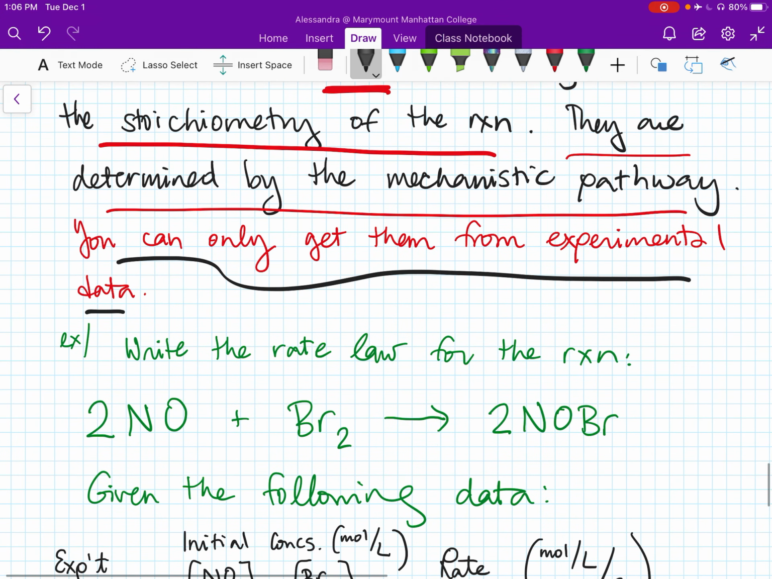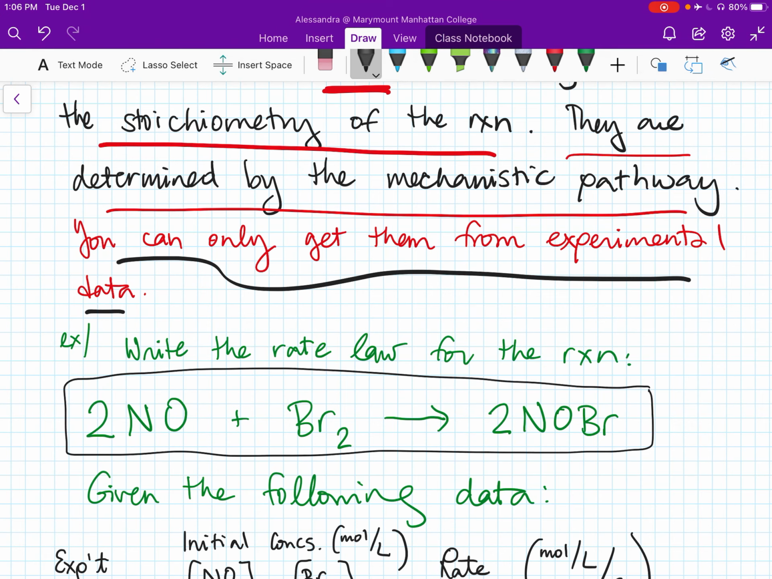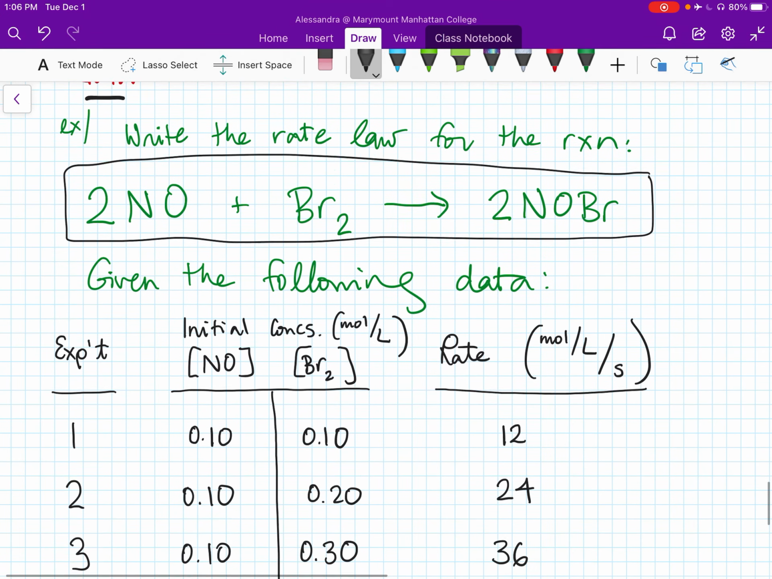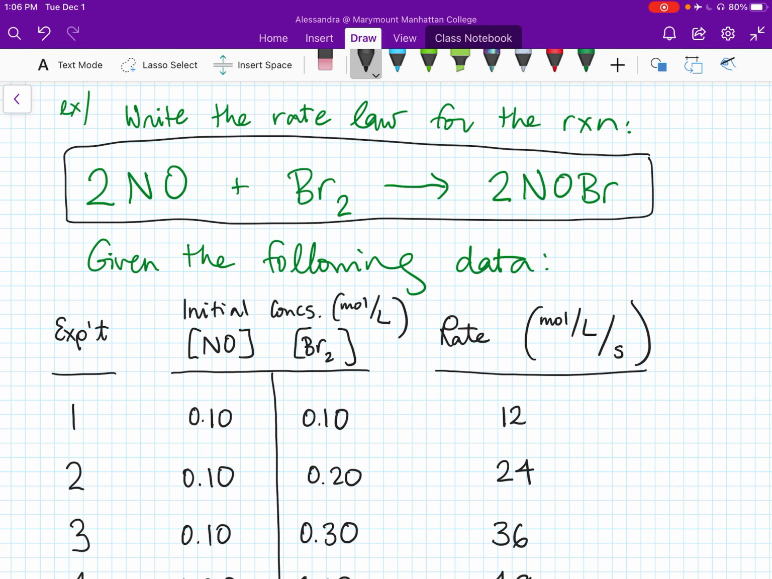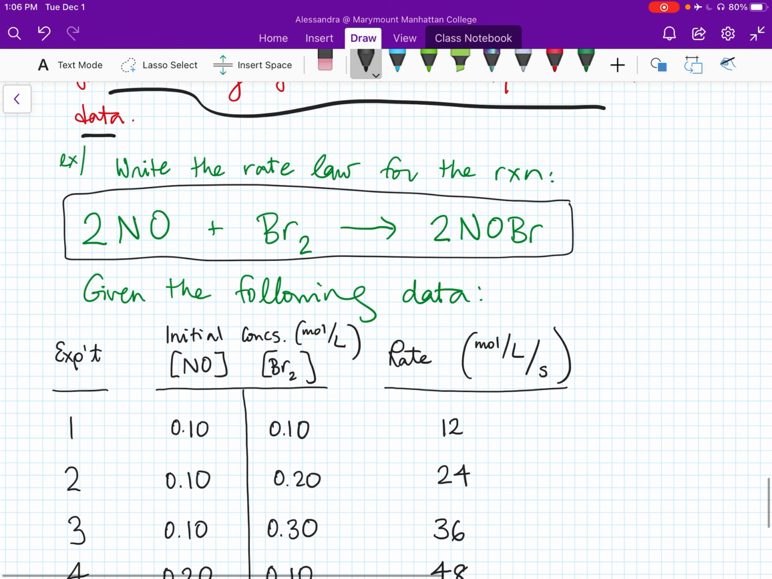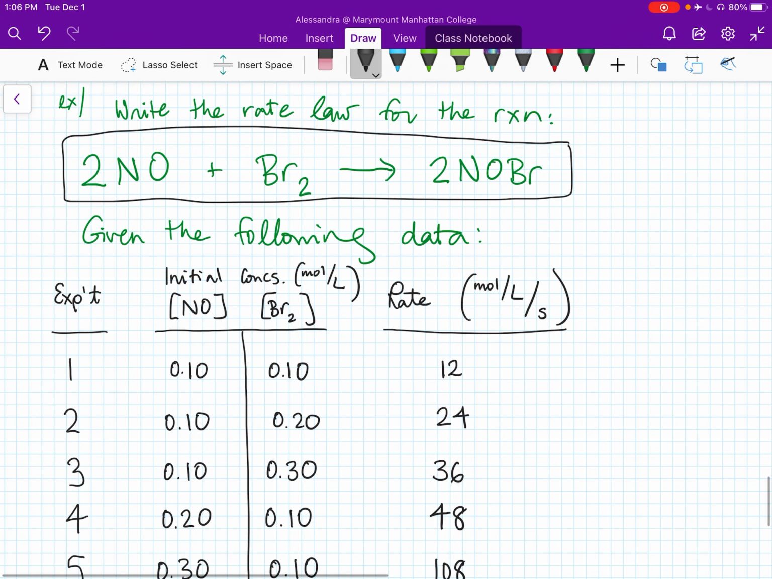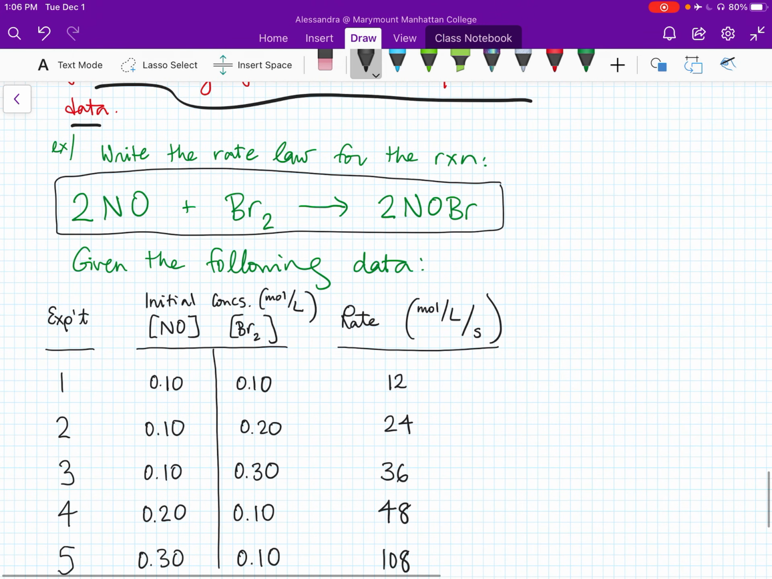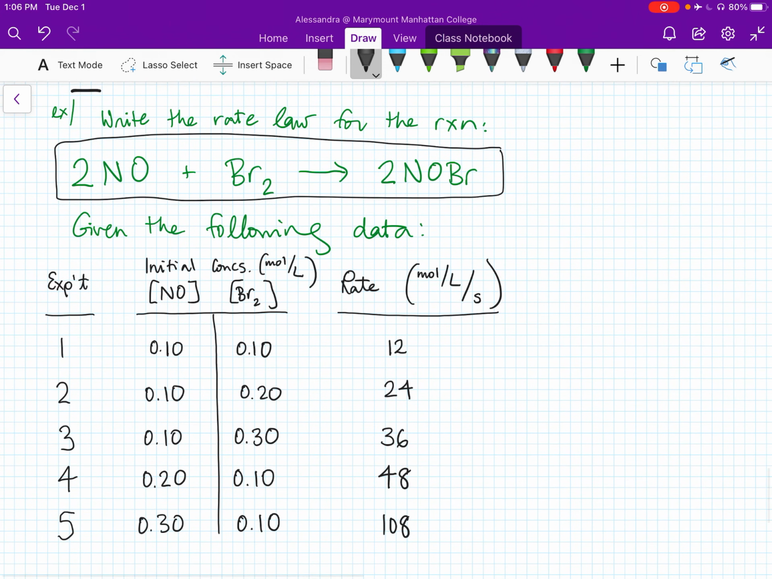So let's write the rate law for the reaction where two nitrogen monoxides react with bromine to make two NOBr. Okay, so this is the reaction that we're dealing with here, given the following experimental data. Here I'm giving you an experimental data set. I'll zoom out a little bit so you can write it down. You might want to pause here so you can write down all of this experimental data.